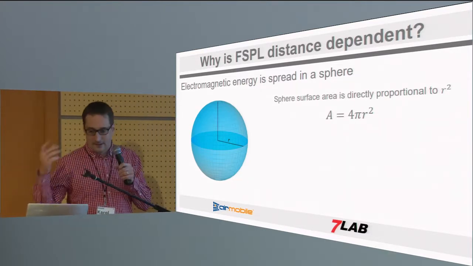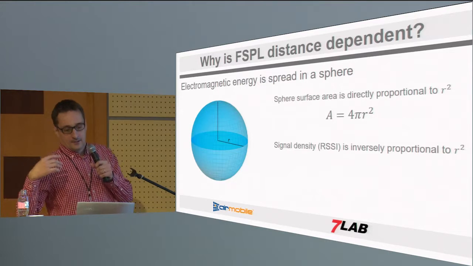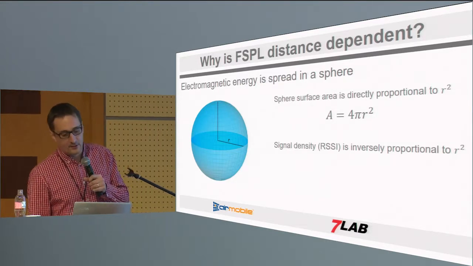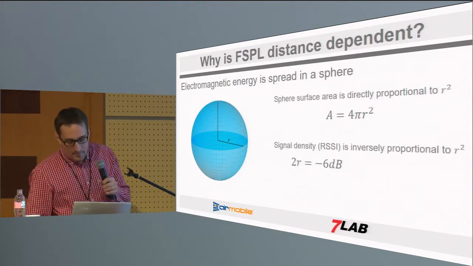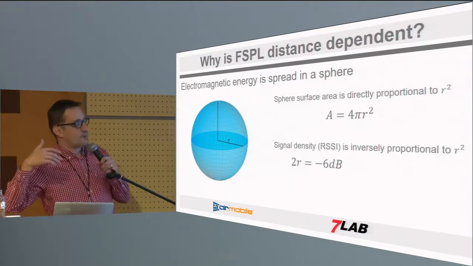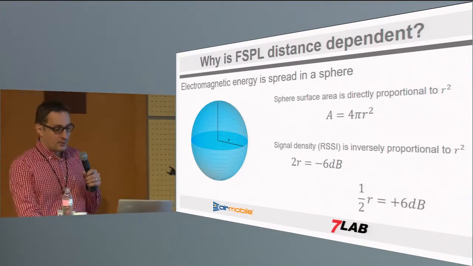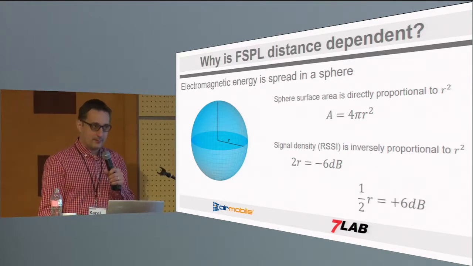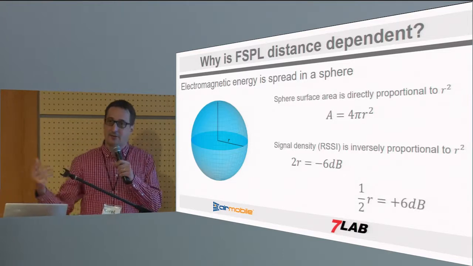The surface area is like this, and we know that in signal strength, our RSSI value is inversely proportional to R squared. Nothing new at all. So 2R, twice the distance, will give you 6 dB less. We know that. And half the distance will give you plus 6 dB. So that's the easy part. We kind of get it. That's kind of an energy-based part.